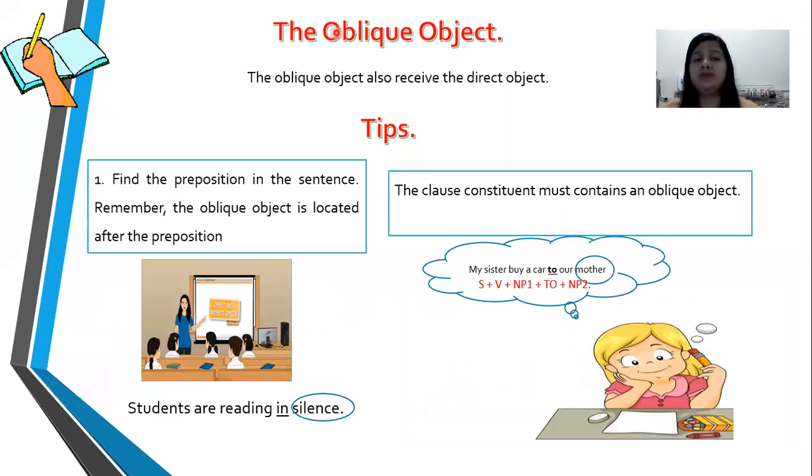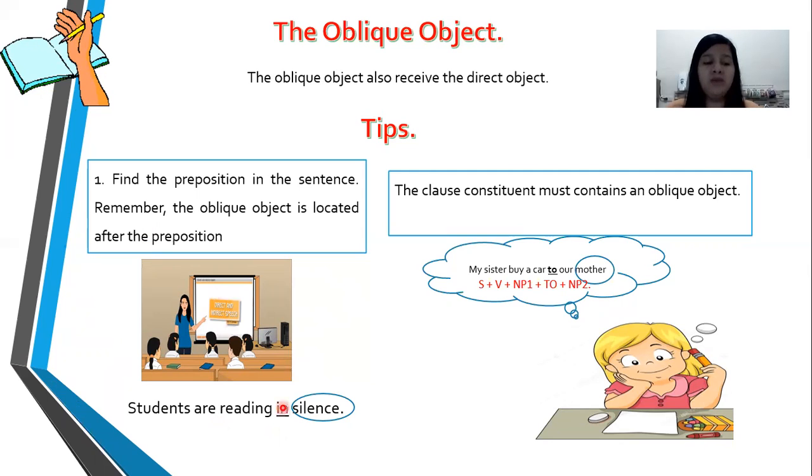The oblique object. The oblique object also receives the direct object. Teachers should consider the following tips to teach the oblique object. First, find the preposition in the sentence. Teachers can create sentences based on things that happen inside the classroom. Through these sentences, teachers can explain to students that the oblique object is always preceded by a preposition. Students have to find the preposition in the sentence to locate the oblique object.